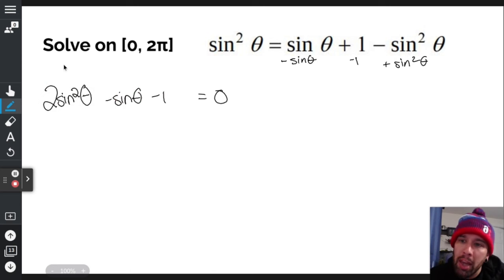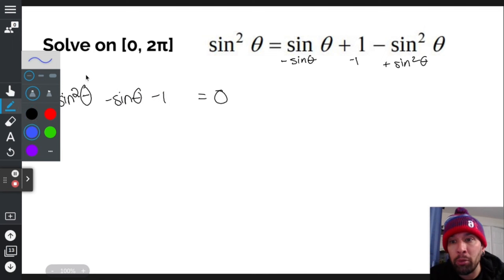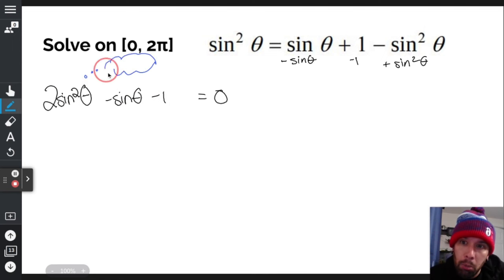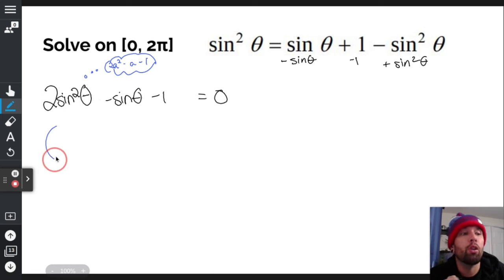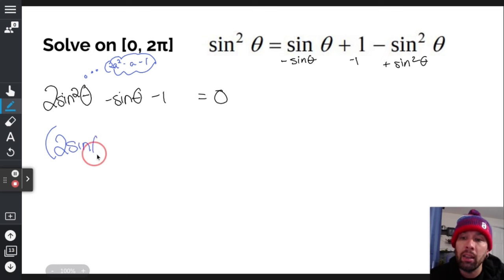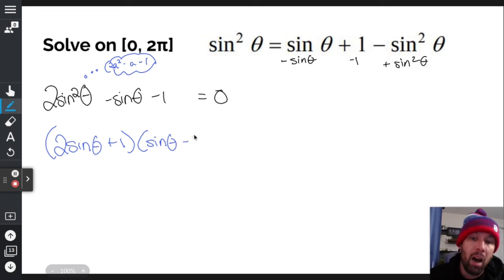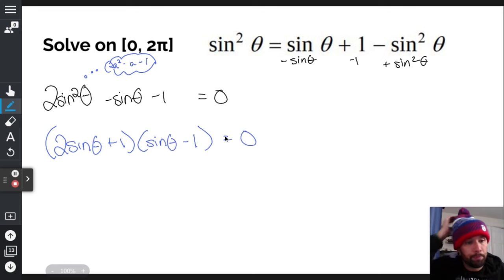Now, if you're looking at this and a little thought bubble pops in your head and you're thinking, 2a squared minus a minus 1 factors out to 2a plus 1 times a minus 1, you're right. But instead of a, we have sine. So this factors out to 2 sine theta plus 1 times sine theta minus 1 equals 0. And now you just set each one equal to 0 and solve.